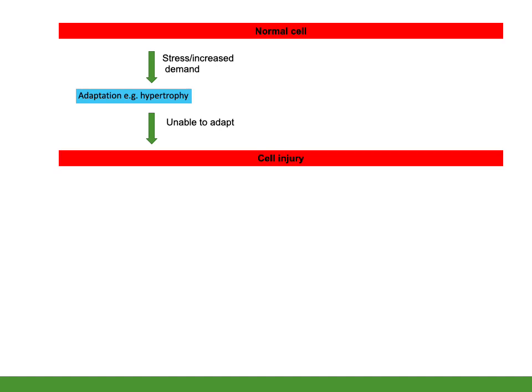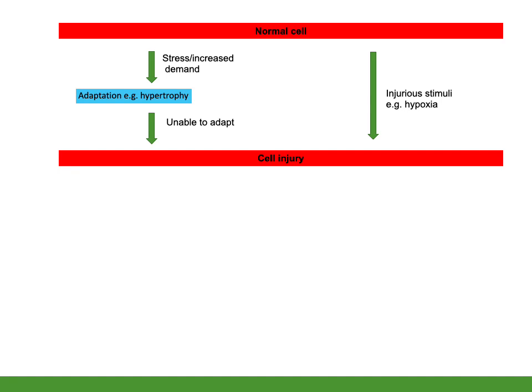Now, as a review, we know that a cell is exposed to different external stresses. This can be due to increased workloads, increased demand, physical or chemical stimuli, and the cells, the tissues in the body try to maintain homeostasis through a series of reversible changes, which we talked about last time, and this is known as adaptation. Now, if the cell is unable to adapt, the cell becomes injured.